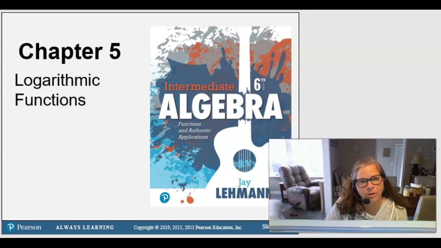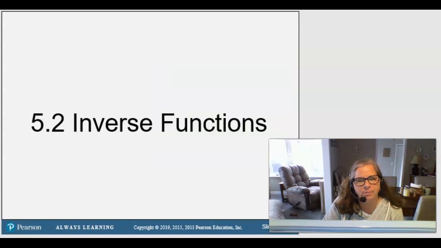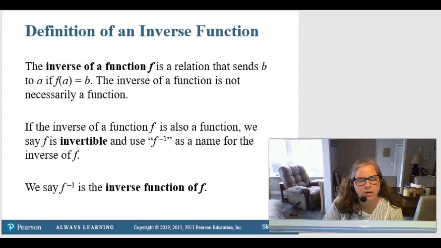I just wanted to take a quick minute to go over some things in 5.2, and hopefully this video will help supplement your textbook and your homework problems. So 5.2 is about inverse functions.